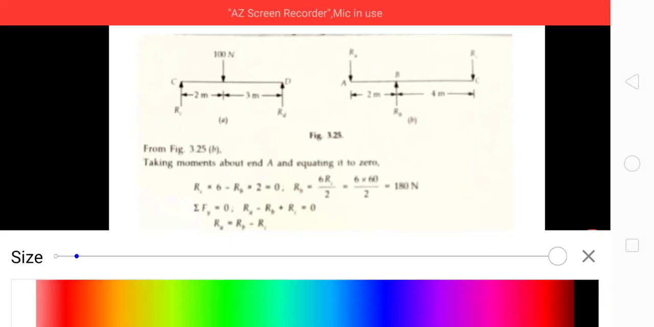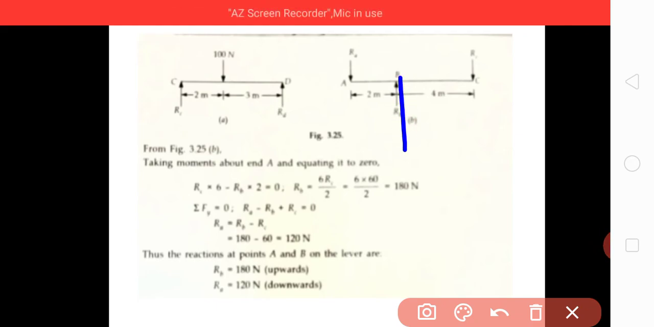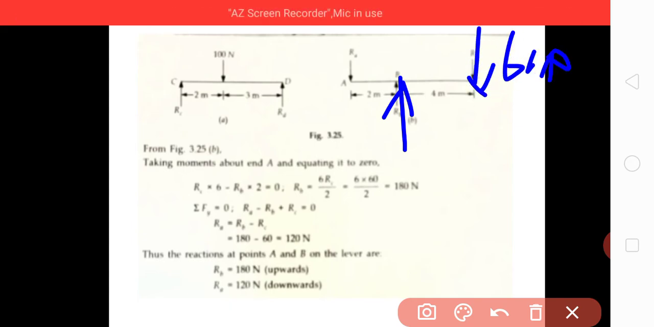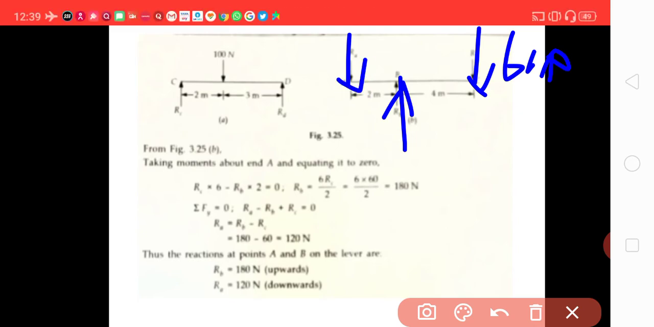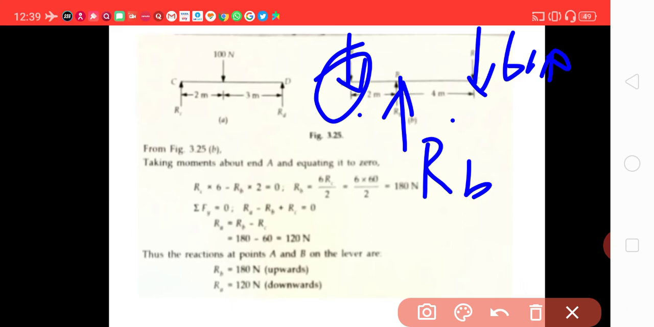Now take the other lever. Here this is your RB, this is RC, 60 Newton already. This will be a reaction here at point A. This is 4 meter, this is 2 meter. So RB will be equal to 60 plus RA. And taking moment about this point, we can find out RB: RB into 2 equal to 60 into 6.